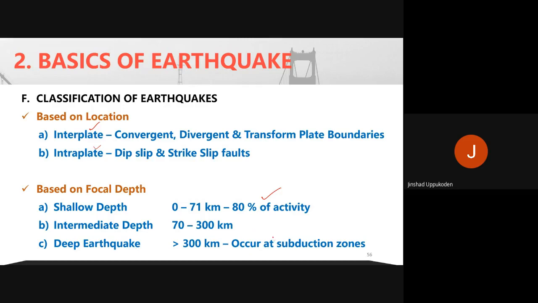Deep earthquakes only occur at subduction zones, that is, when one plate goes below the other plate. There may be volcanic activity as well as earthquakes that occur. So that will occur very deep down, since the entire crust is going very deep under the crust. As such, deep earthquakes occur only at subduction zones near the plate boundaries.